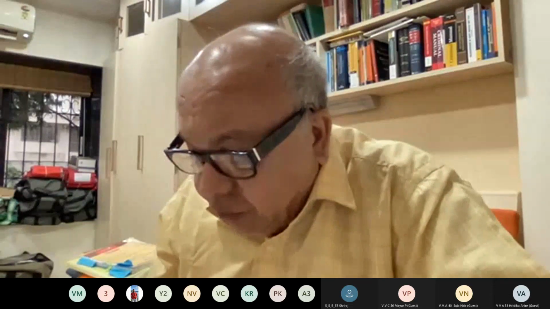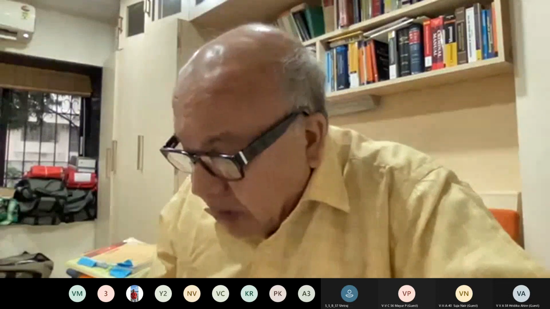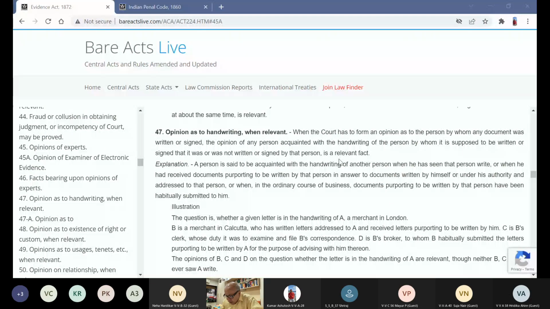When the court has to form an opinion as to the person by whom any document was written or signed, the opinion of any person acquainted with the handwriting of the person by whom it is supposed to be written or signed, that it was or was not written or signed by that person, is a relevant fact. It's very important.